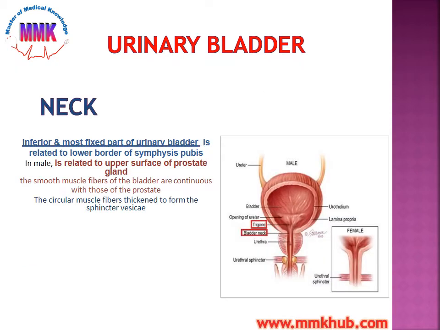Neck. Neck of the bladder is the inferior and most fixed part of urinary bladder. It is related to lower border of symphysis pubis. In males, it is related to upper surface of prostate gland. The smooth muscle fibers of the bladder are continuous with those of the prostate. The circular muscle fibers are thickened to form the sphincter vesicae.